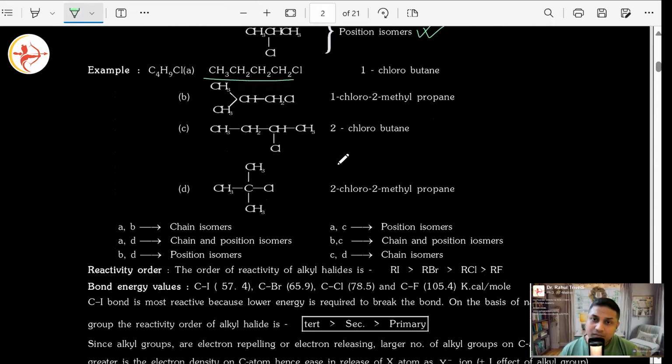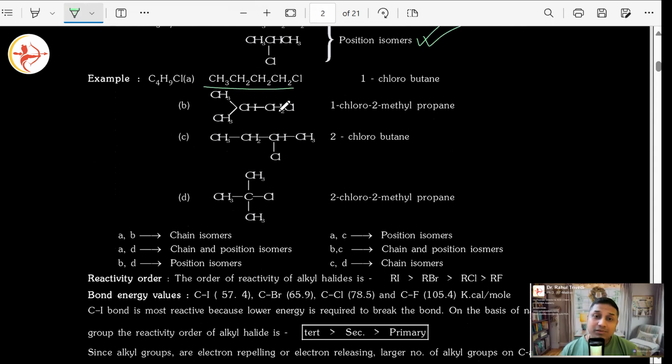Are we good? Even among themselves they could be isomers of each other. So 1 and 2 are chain isomers of each other. A and B are chain isomers of each other. A and C are position isomers. Yes or no? The position of the chlorine group is changing. A and D are chain isomers, as well as the chlorine has moved from a 1 degree to a 3 degree carbon. So both chain as well as position isomers.